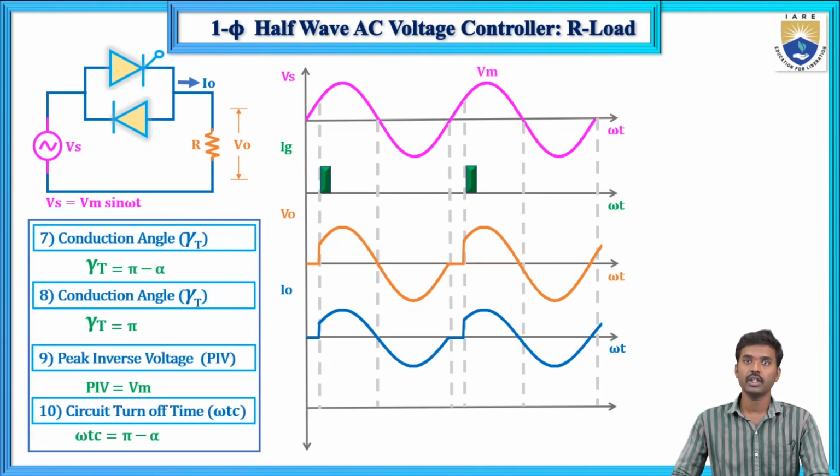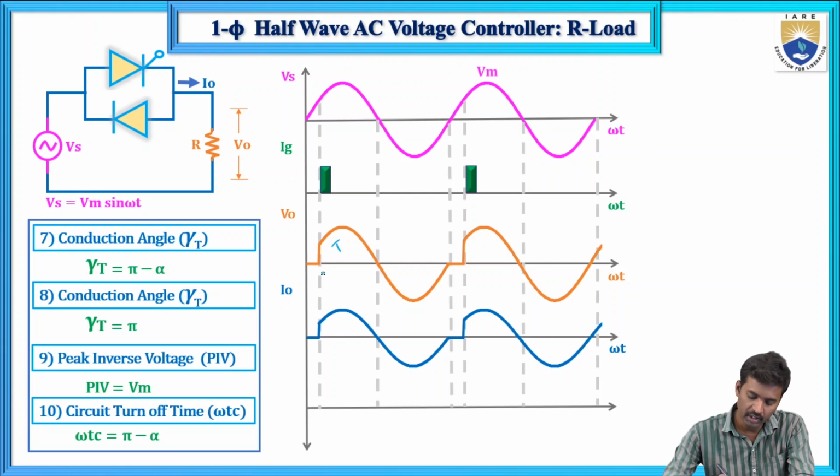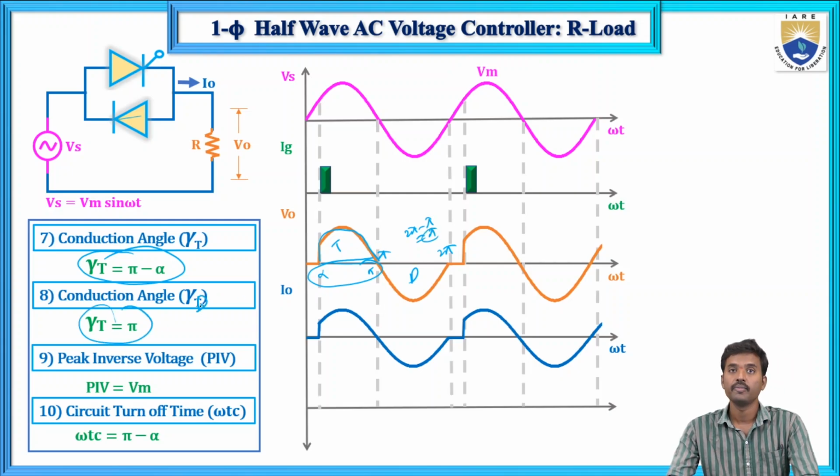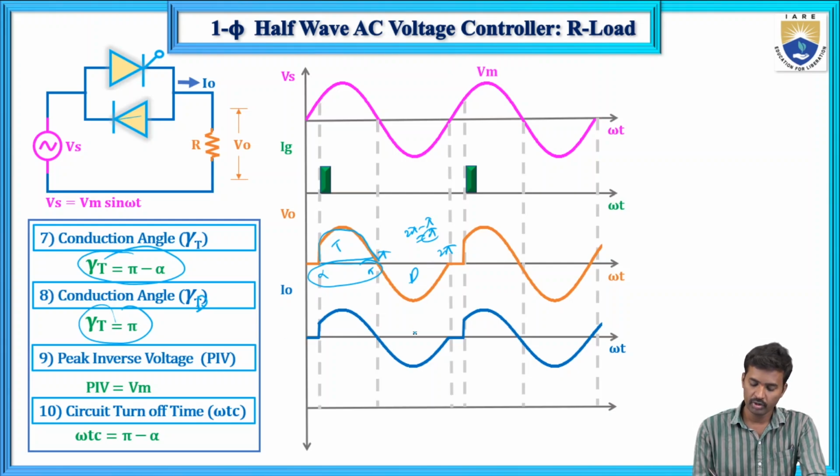And now here, conduction time. Thyristor T1 is conducting from alpha to pi, so the conduction time is pi minus alpha. During this duration only the thyristor will conduct. And next, from pi to 2 pi the diode will conduct, so 2 pi minus pi means pi. So the conduction time for the diode is pi. Now here, peak inverse voltage is Vm.